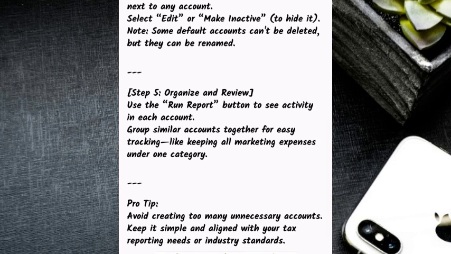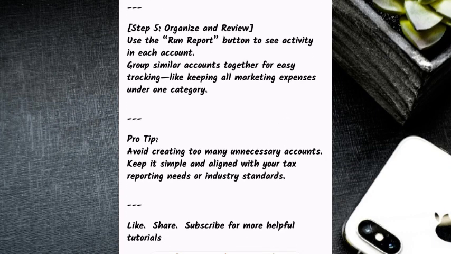Step 5 is to organize and review. Use the Run Report button to see activity in each account. Group similar accounts together for easy tracking, like keeping all marketing expenses under one category. A pro tip is to avoid creating too many unnecessary accounts. Keep it simple, aligned with your tax reporting needs or industry standard.